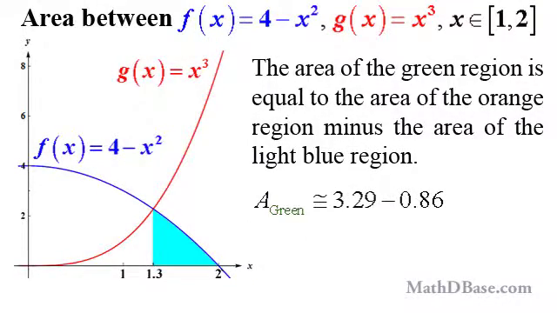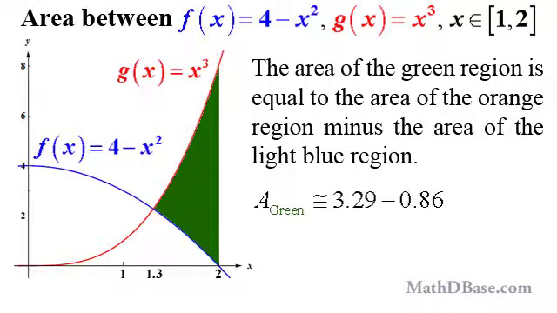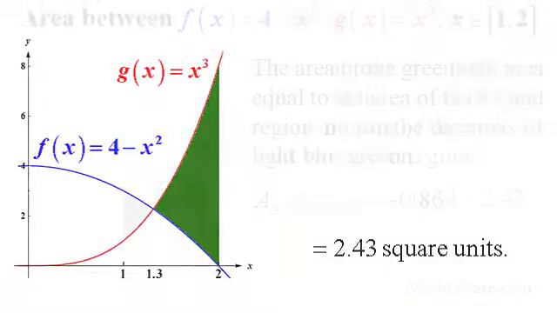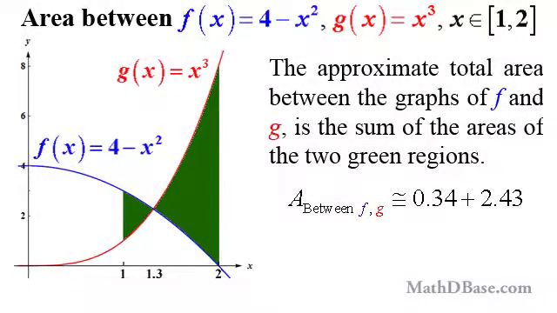The area between the graphs of f and g from their point of intersection to x equals 2 is then approximately 3.29 minus 0.86 square units, or 2.43 square units. The approximate total area between the graphs of f and g between x equals 1 and x equals 2 is the sum of the areas of the two green regions, or 0.34 square units plus 2.43 square units, which is 2.77 square units.